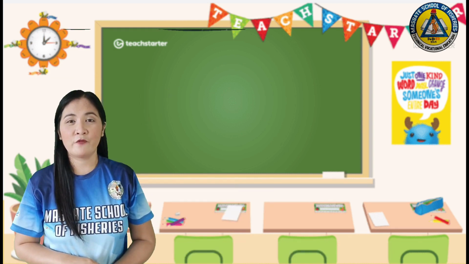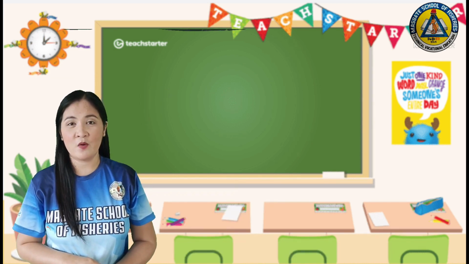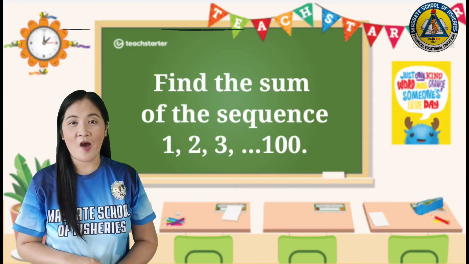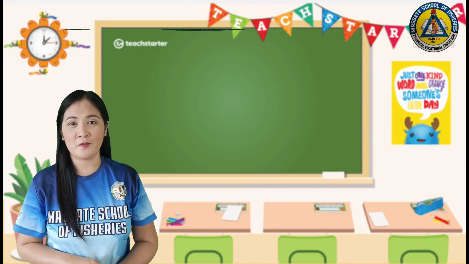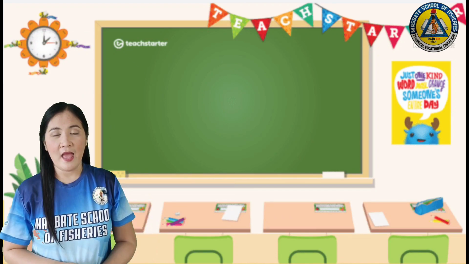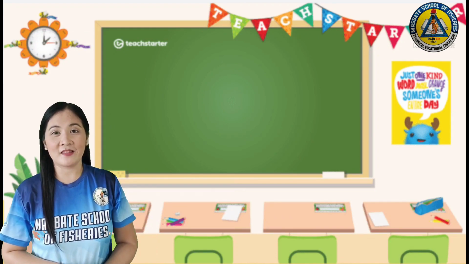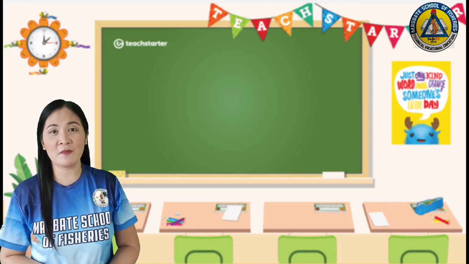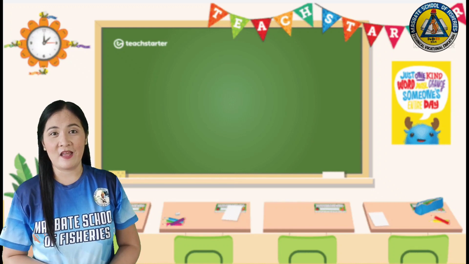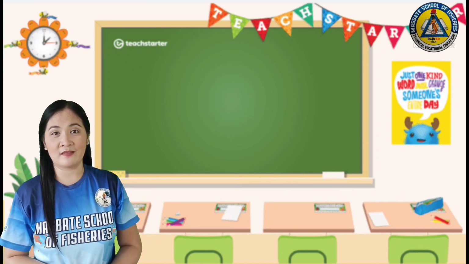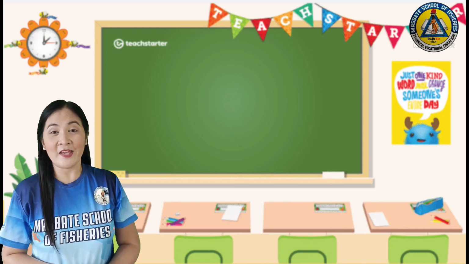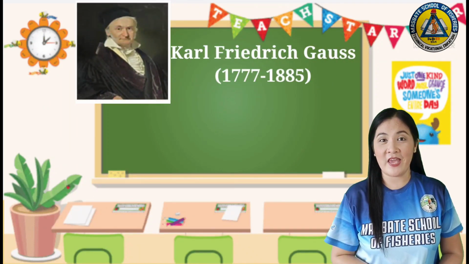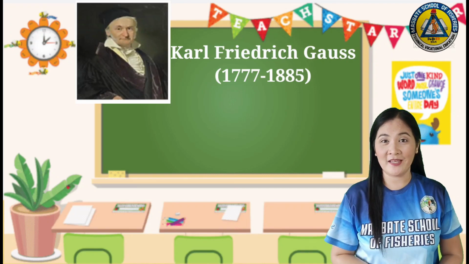What about if we are asked to find the sum of the sequence 1, 2, 3 to 100? How do we compute the sum of all the terms in this sequence? A famous story tells that this was the problem given by an elementary teacher to a famous mathematician to keep him busy. Do you know that he was able to get the sum within seconds only? Can you beat that? His name was Carl Friedrich Gauss. Do you know how he did it?